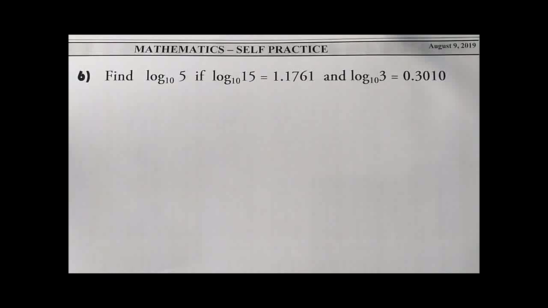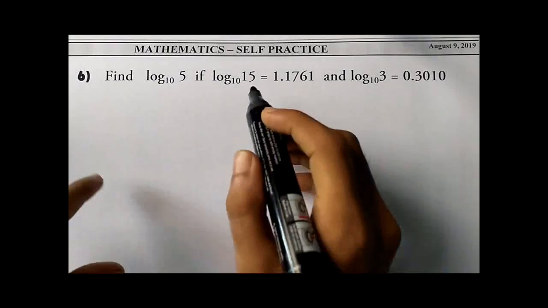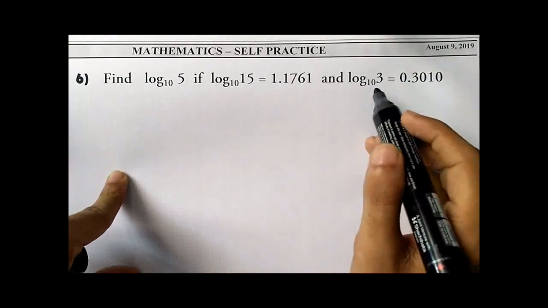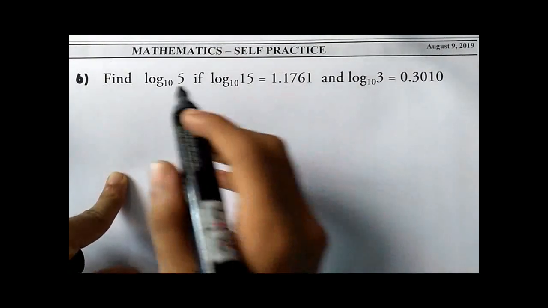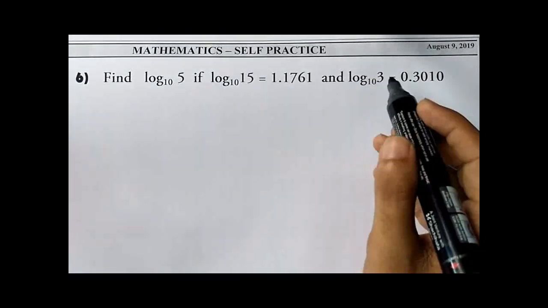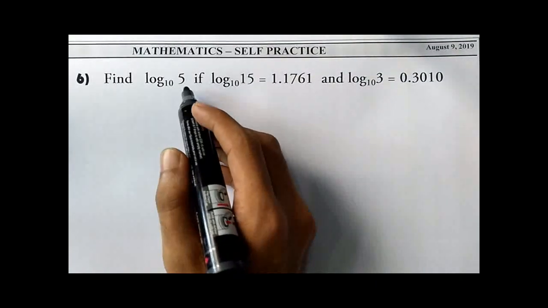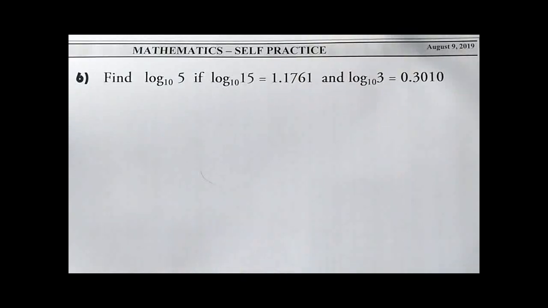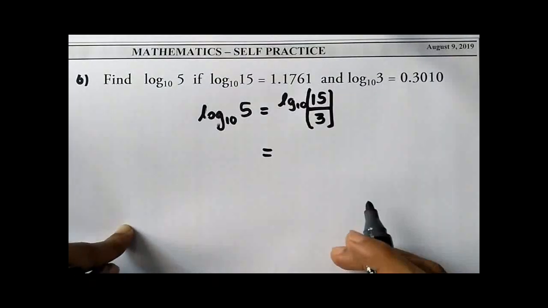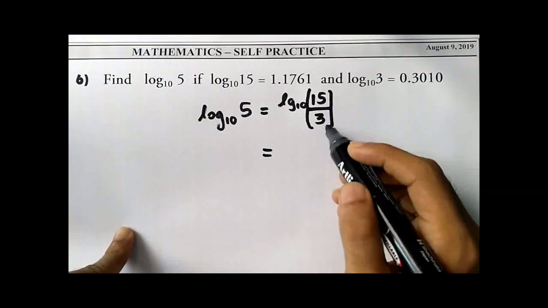So this time they are asking us to find the value of log 10 5, and they have given the values of log 10 15 as well as log 10 3. So how to write this 5 in terms of 15 and 3? Can we divide 15 divided by 3 is equal to 5, or not? Yes, that's easy for us, right? Now we'll see. Okay, so we wrote like this: log 10 5 is equal to log 10 of 15 over 3.